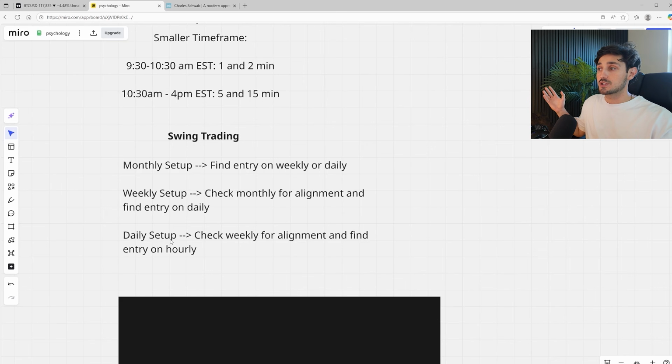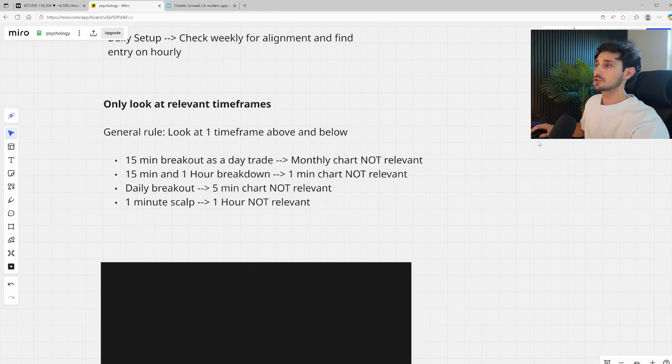So overall, it's pretty simple. Just use multiple time frames. It doesn't have to be this exact procedure for every trade, where it's like, I have to look at this and then that, step-by-step. If you're looking at a trade, look at the higher time frames, look at the lower time frames, and make sure everything is aligned. It's also really important to understand that you should only be looking at relevant time frames.